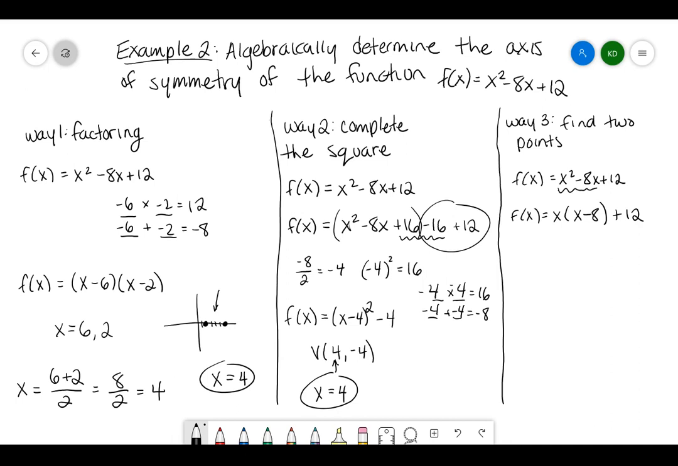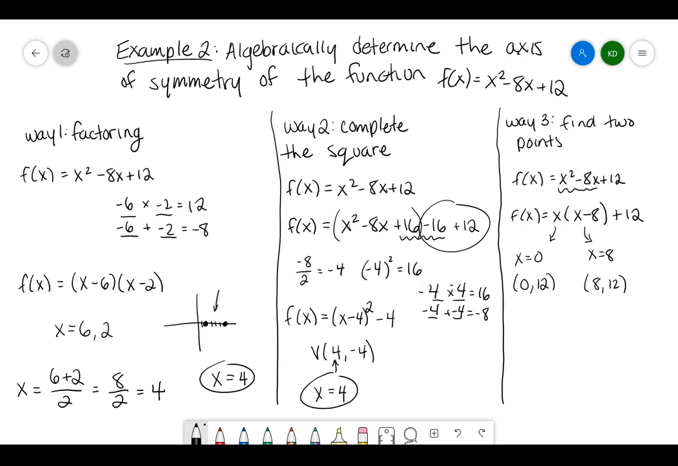What this allows me to do is kind of work with way 1, where I was just trying to find the x-intercepts. I was just taking both factors and setting them equal to 0. I can do the same thing here. If x is equal to 0, when I input 0, 0 times anything is 0, and I'd get 12. So what this means is that I have a point at (0, 12). I could do the same thing with this factor. If x was equal to 8, well, 8 minus 8 would be 0. 0 times anything would be 0, and then you add 12. So you get a point at (8, 12).